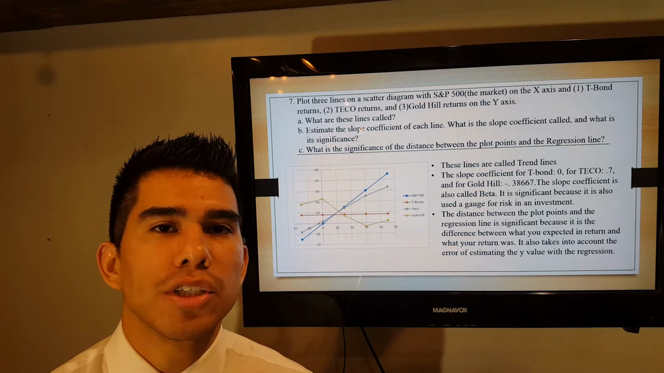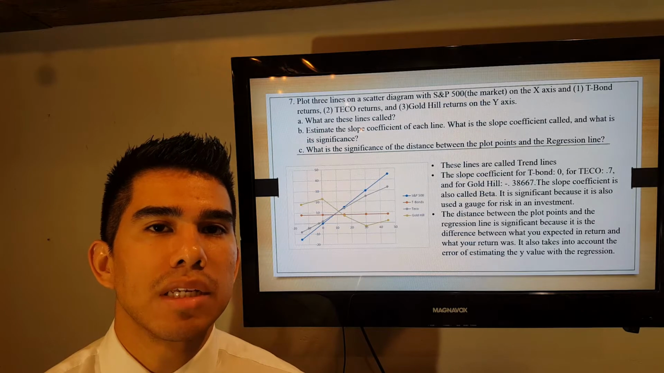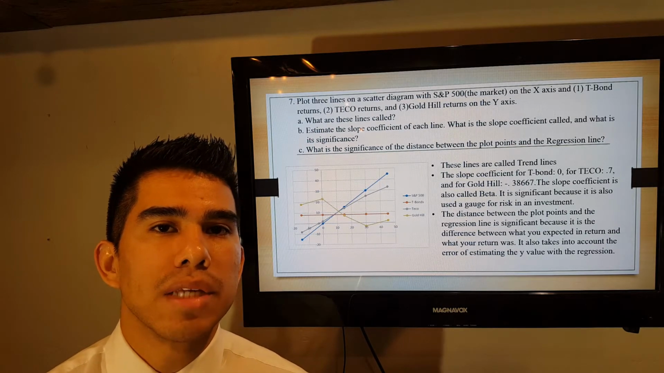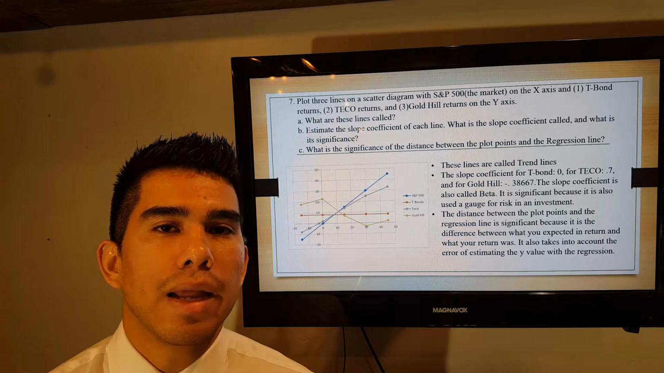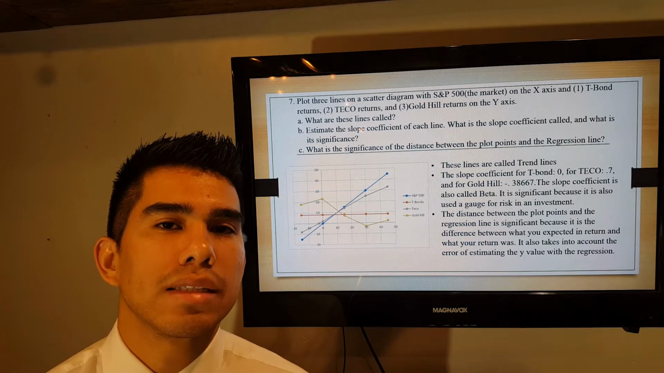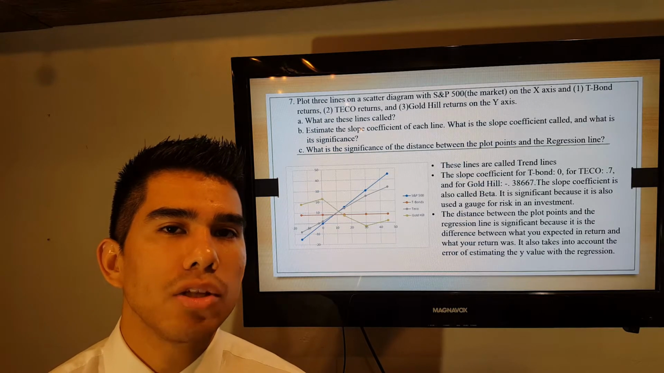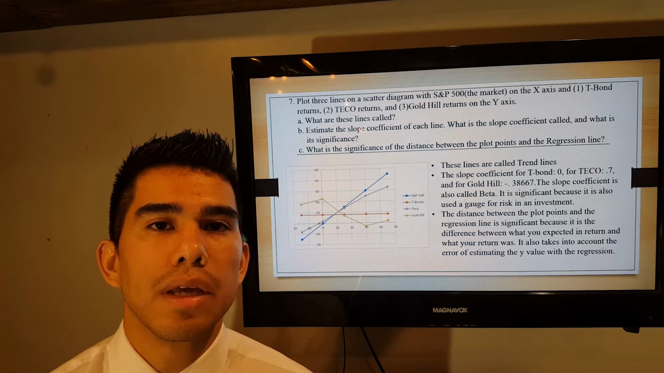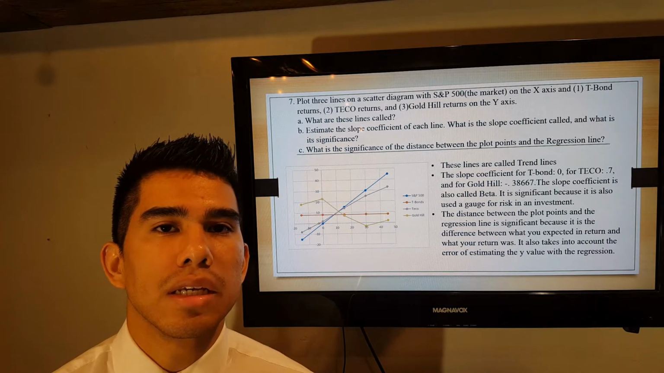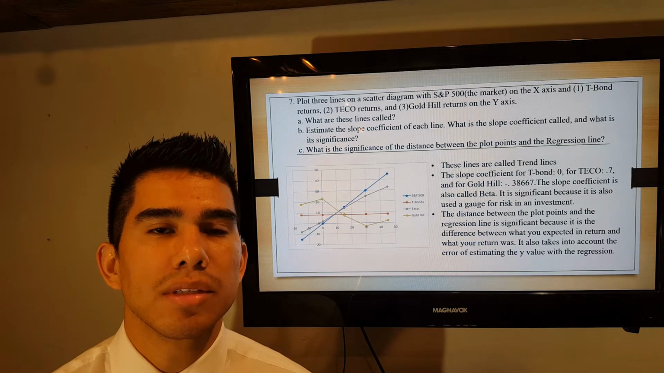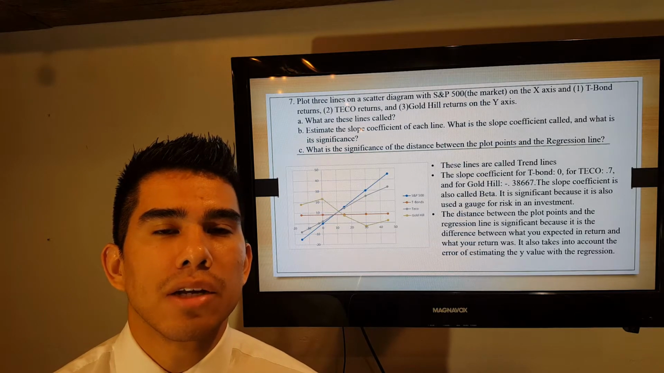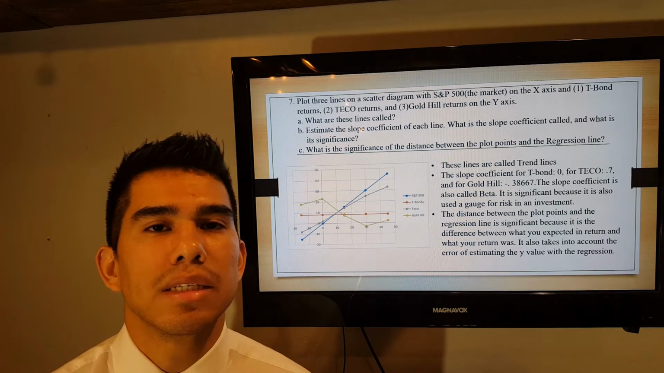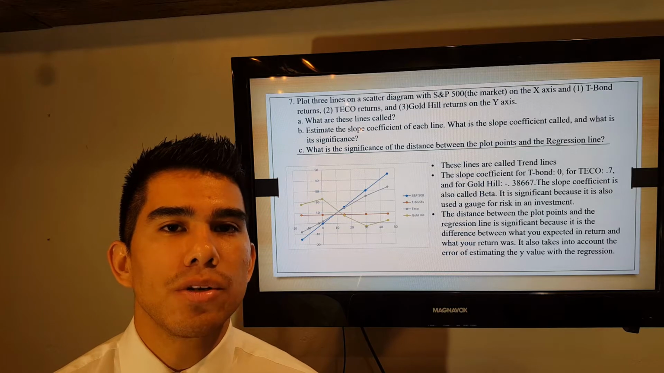And the slope coefficients for each alternative are T-bond 0, TECO 0.7, and Gold Hill at negative 0.38667. And slope coefficients are also called beta. And this is significant because it is used to gauge risk in investments. And the distance between the plot points and the regression line is significant because it's the difference between expected return and actual return.